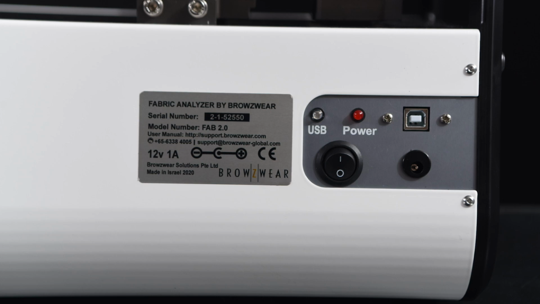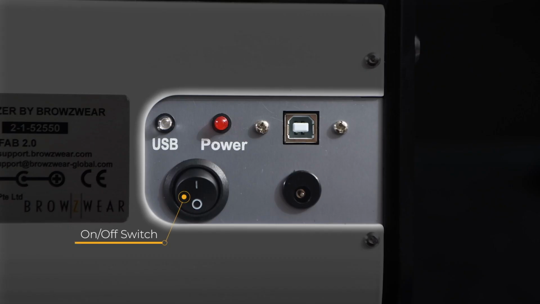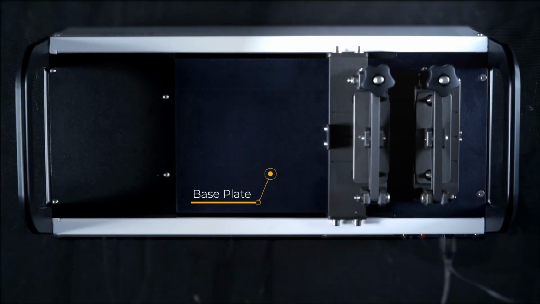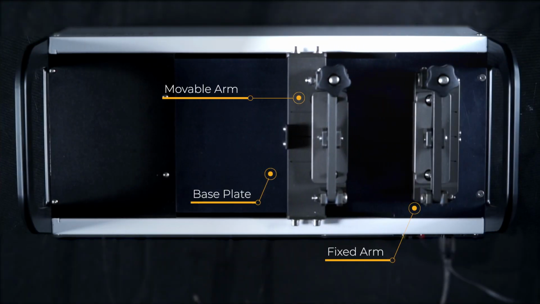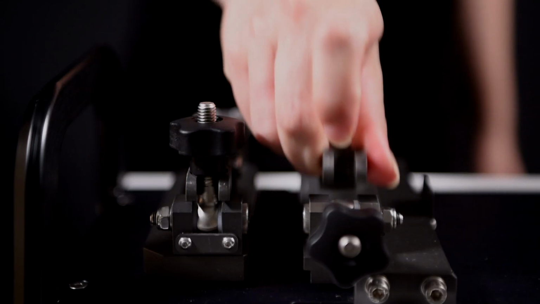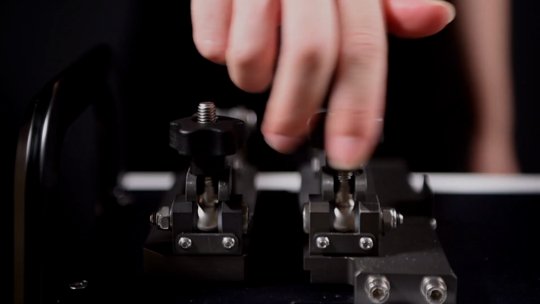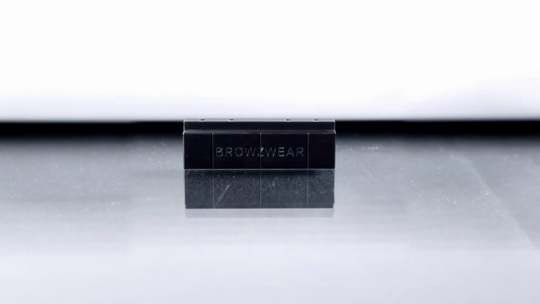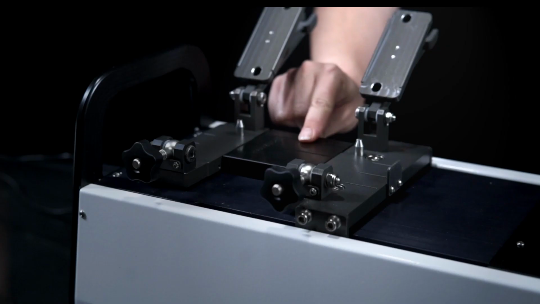On the back panel, there are the following: on/off switch, power indicator light, device connector indicator light, USB port, power outlet. The base plate houses the movable arm and the fixed arm. The fixed arm has the measuring clamp, and it is important that you handle it with care. Each arm has its own clamp. When closed, a clamp can be tightened by using the knob at the end. There's also a large spacer and a small spacer, which are used for the short and long segment tests.